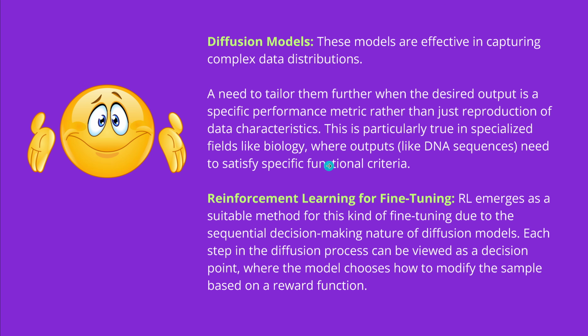So therefore, again, reinforcement learning for fine-tuning. Reinforcement learning emerges as a suitable method for this kind of fine-tuning due to the sequential decision-making nature of the diffusion models. Each step in the diffusion process can be viewed as a decision point where the model chooses to modify the sample based on the reward function.